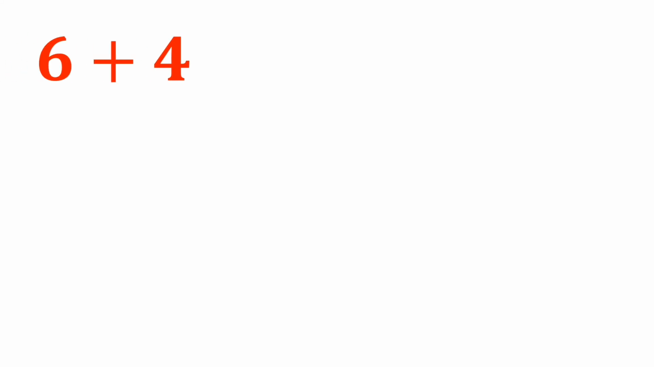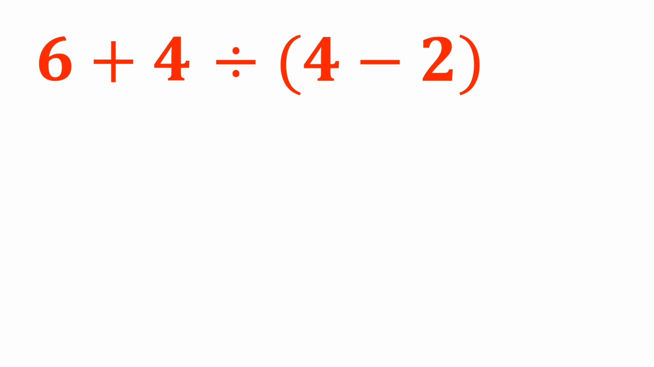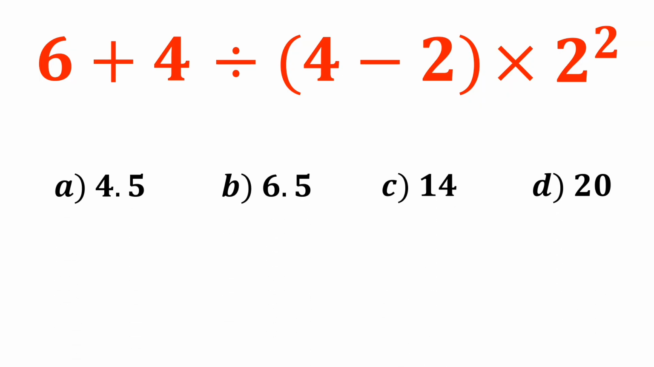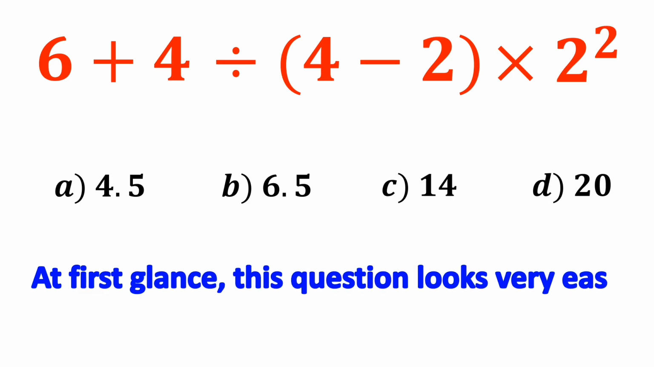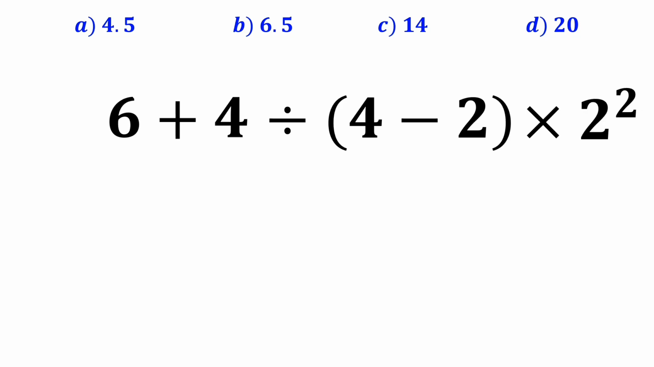What do you think is the value of the expression 6 plus 4 divided by open parenthesis 4 minus 2 close parenthesis then times 2 to the power of 2? Which option do you think is the correct answer to this question? At first glance, this question looks very easy, but it confuses almost everyone. Let's dive in and break it down step by step together.